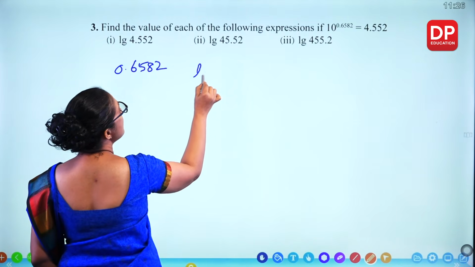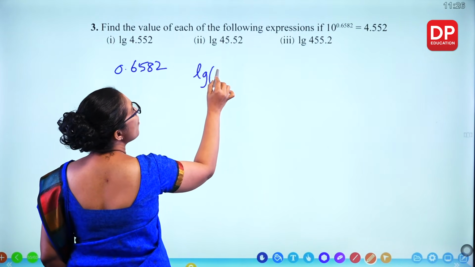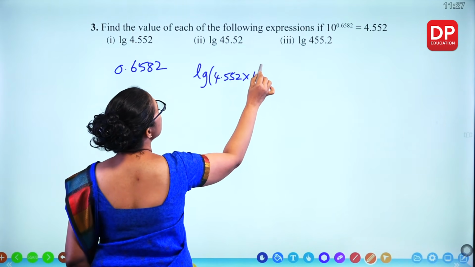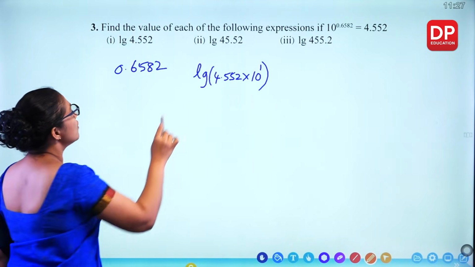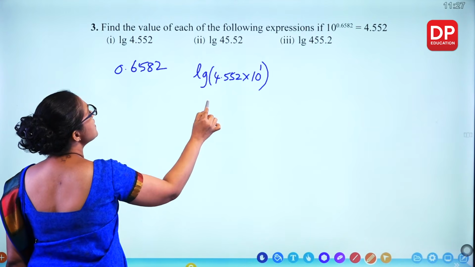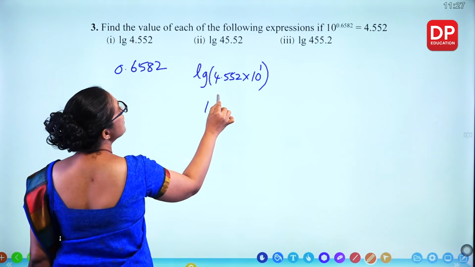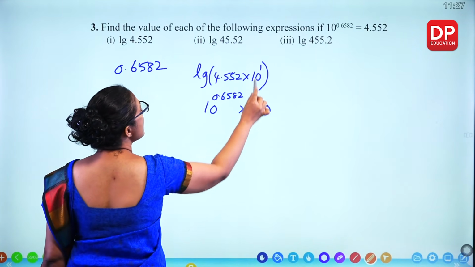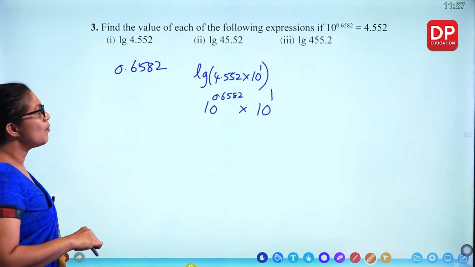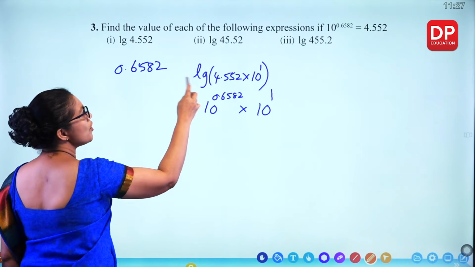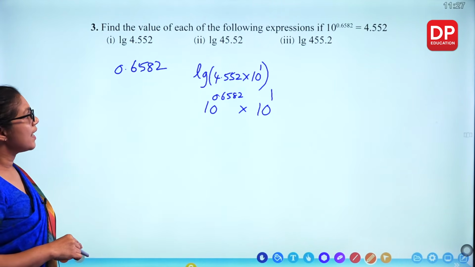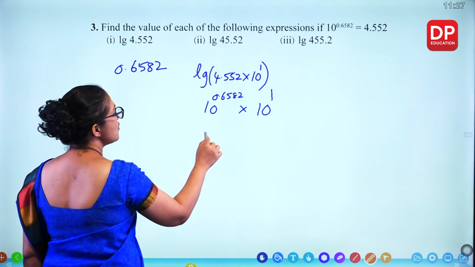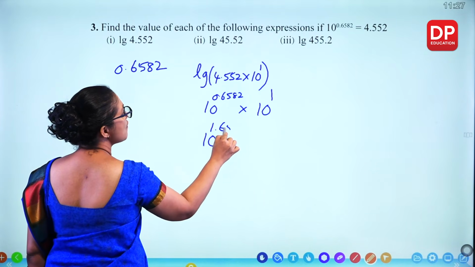This one I can write as log of 4.552 multiplied by 10. So log of this value is 10 to the power 0.6582, and you get log 10 to the power 1. So when you are using that one, we can write down, this is addition. When you add these two, what you get? 1.6582.